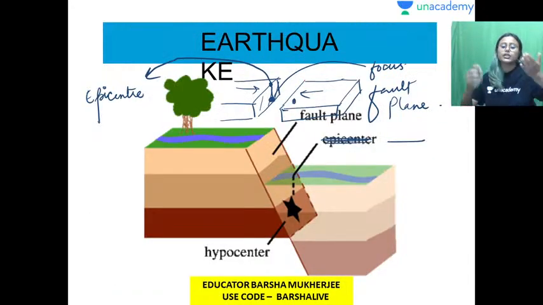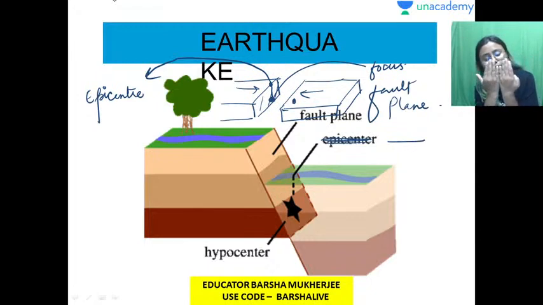So see, two rock blocks or two tectonic plates are colliding with each other. The zone where the collision happens is known as the fault plane. This and this portion is the fault plane. That's all. Simple. See, this is one plate.